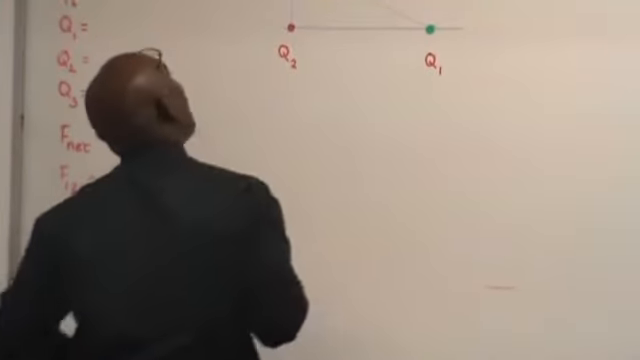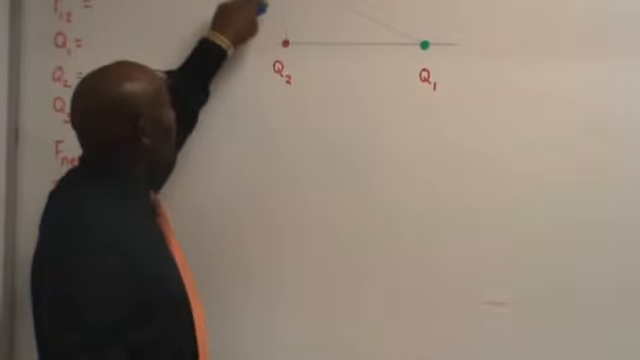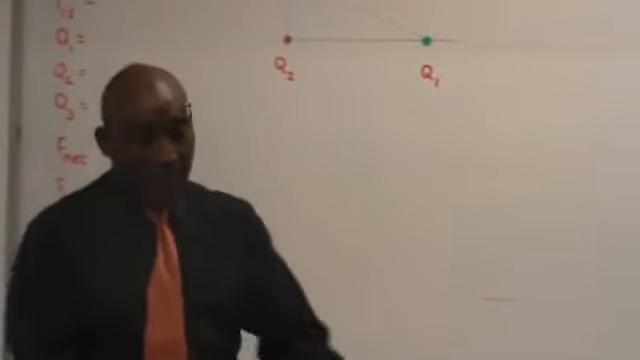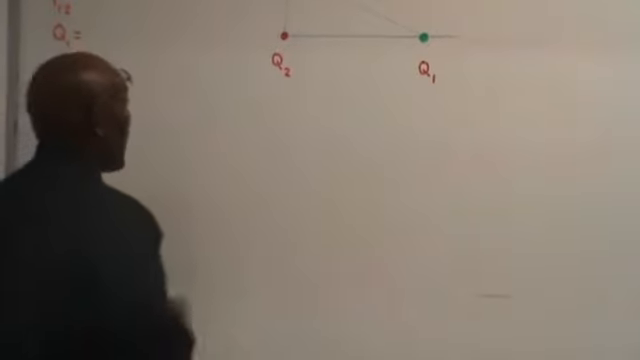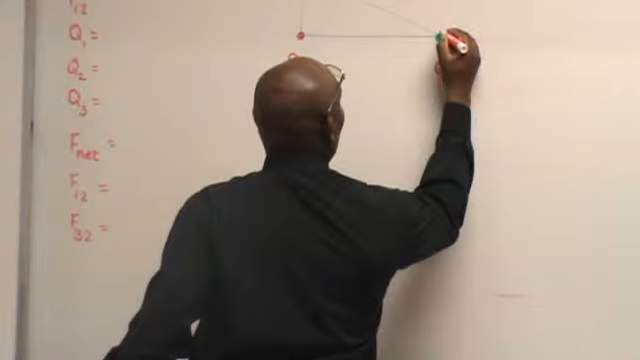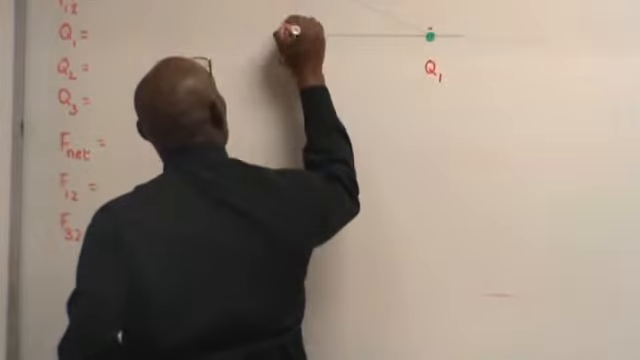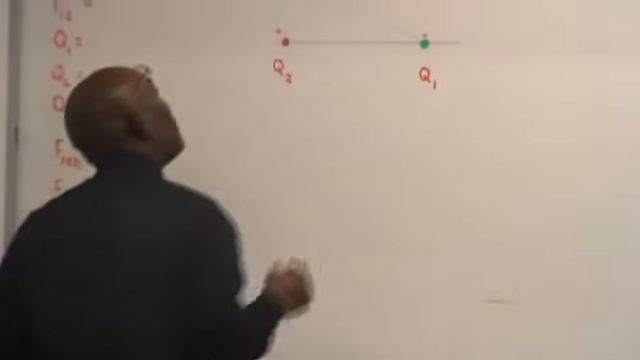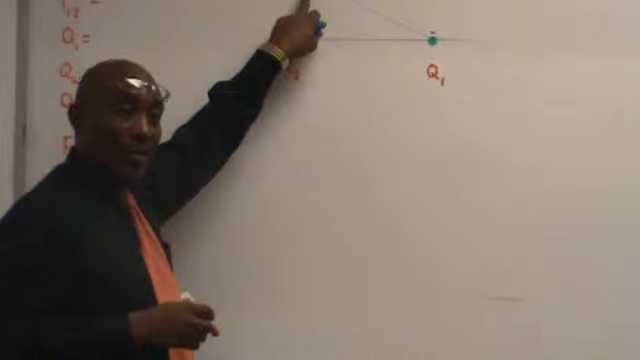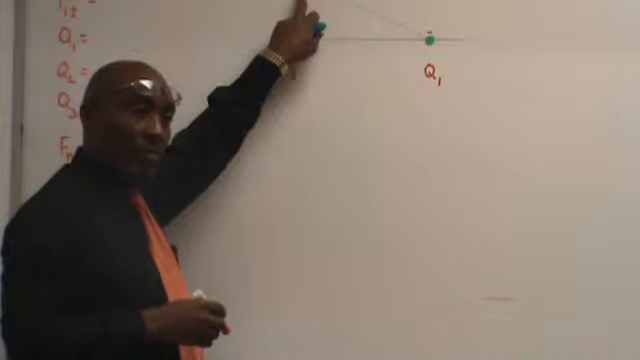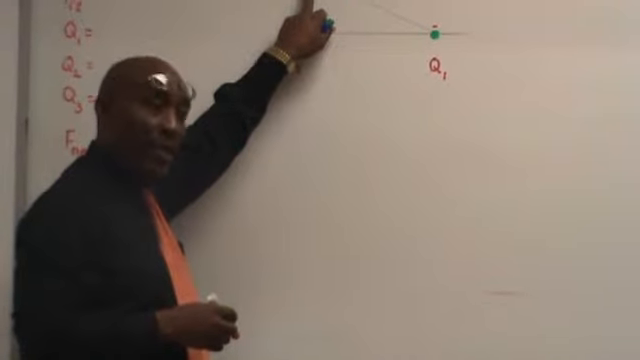Q3. Q1, Q2, and Q3. Now, green is negative. So this is negative. It's a negative charge. Positive, positive. Now, we want to calculate the force on Q3.